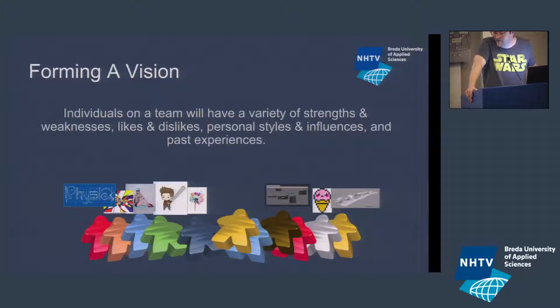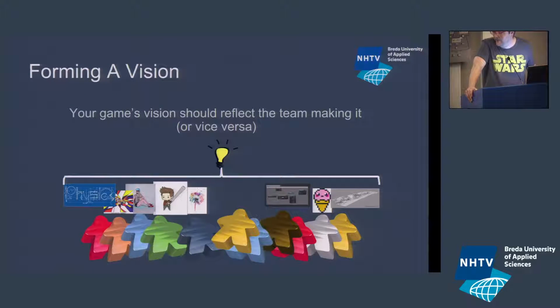One way you can find constraints is the individuals on your project. So people are all different. They have different personal styles and influences, likes and dislikes, past experiences. And your game's vision, what I said here is your game's vision should reflect the team making it. The fact is your game's vision will reflect the team making it, because if your team are really good at something, then those are the bits that will get done well. And if your team is really bad at something or doesn't like something, they're not going to do that part as well. So you might as well embrace this early.